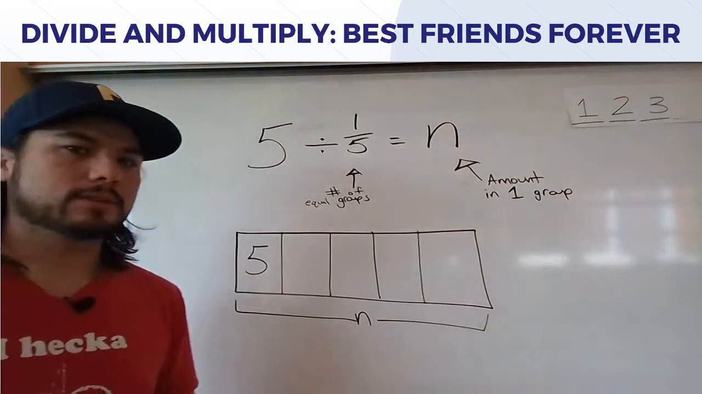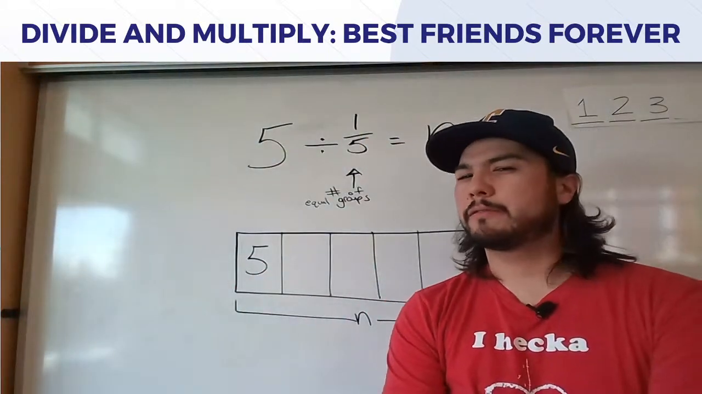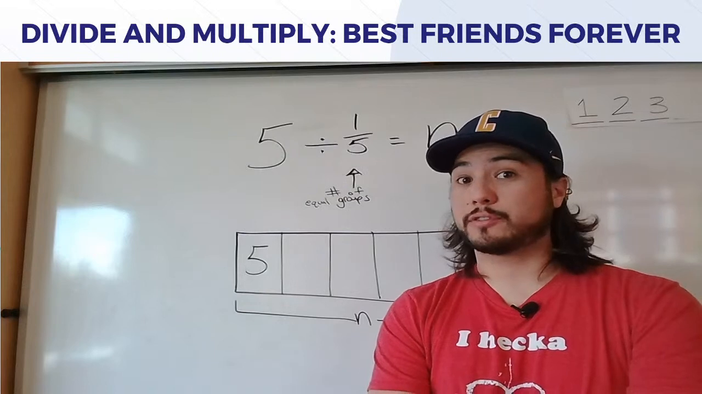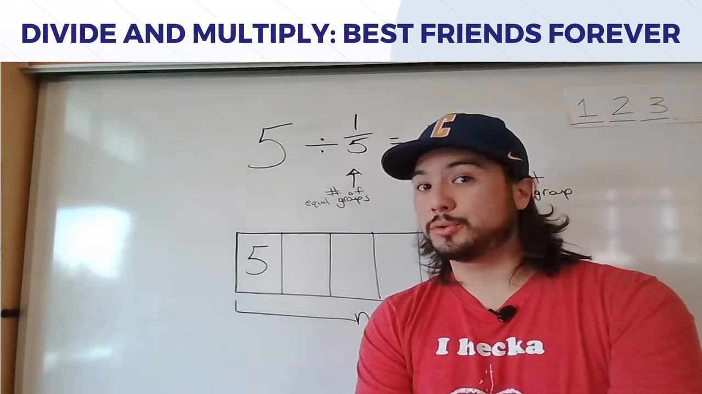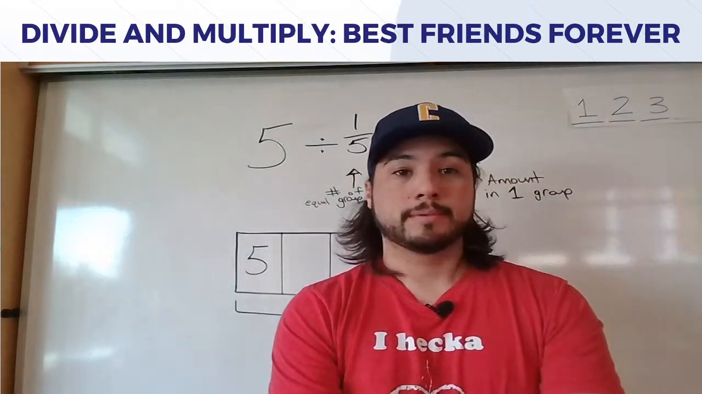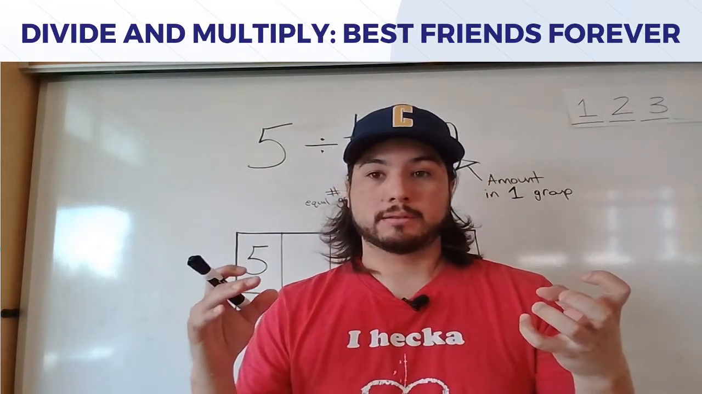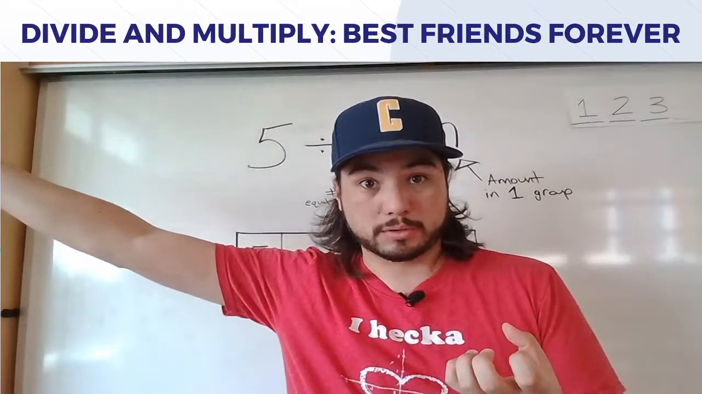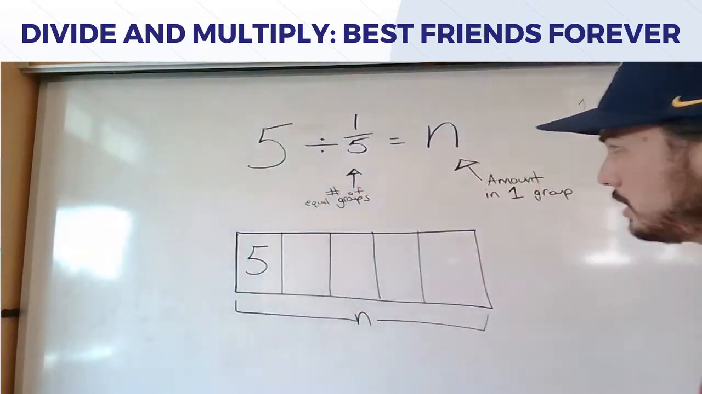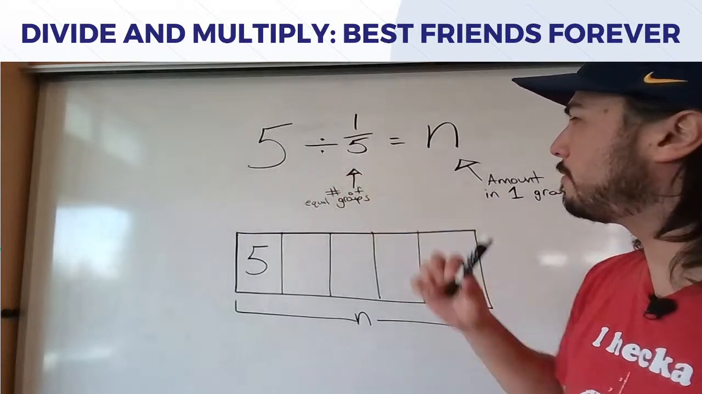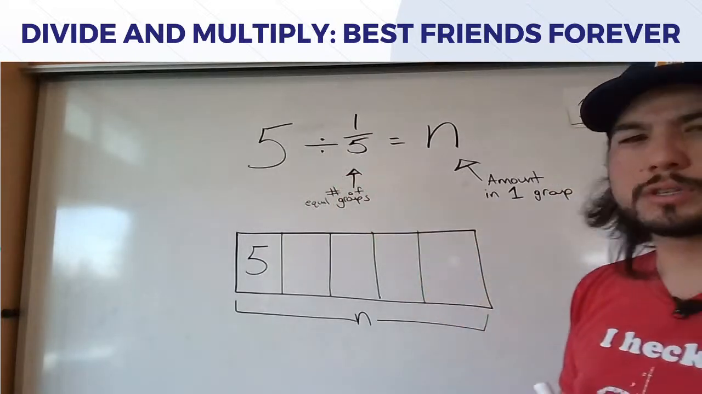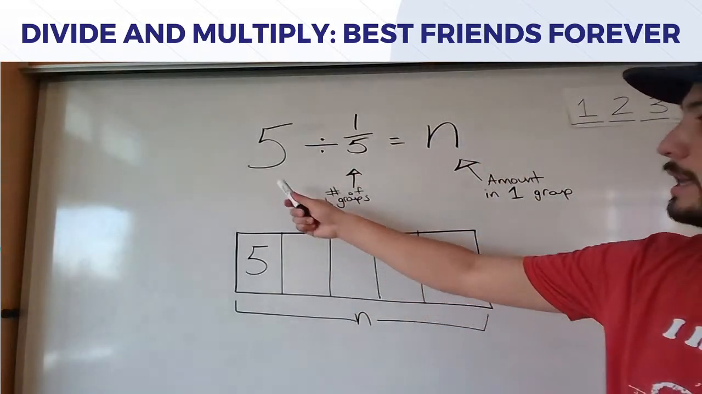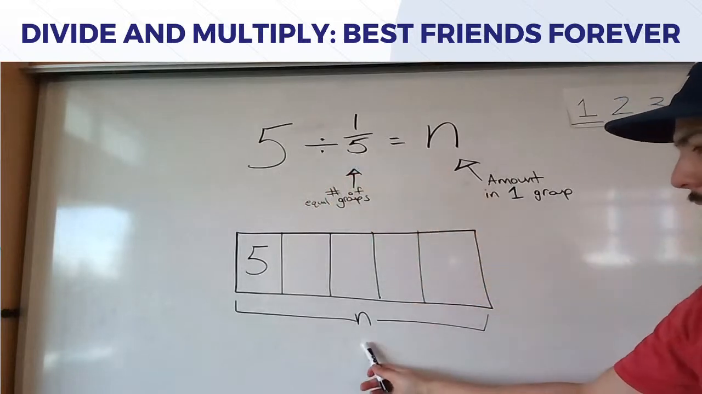Let's go back to our work yesterday with inverse operations, because we talked about dividing and multiplying, our best friends forever. They're inverse operations. They can undo each other. Division takes a quantity and puts it into equal groups. Multiplication takes a quantity and makes more equal groups. Kind of the opposites of each other. So, looking at our 5 divided by 1/5 equals n, what would be a multiplication equation that would be the inverse of this? So we take our 5, we divide it by 1/5, and we get n.